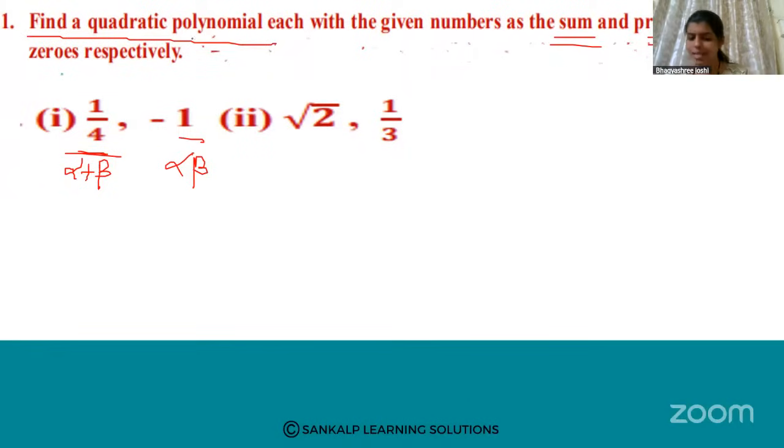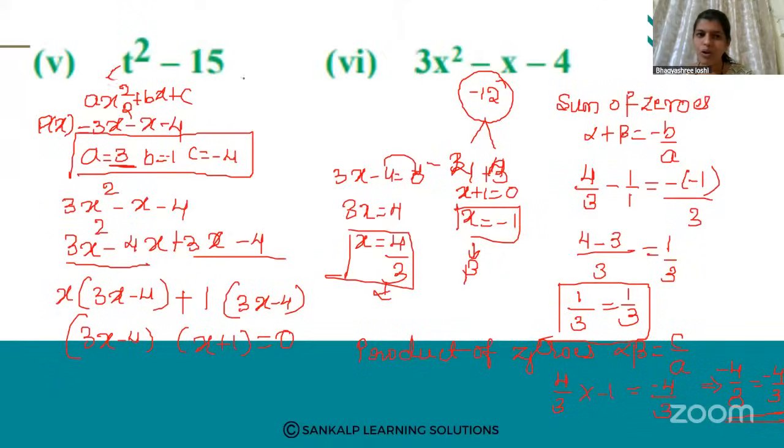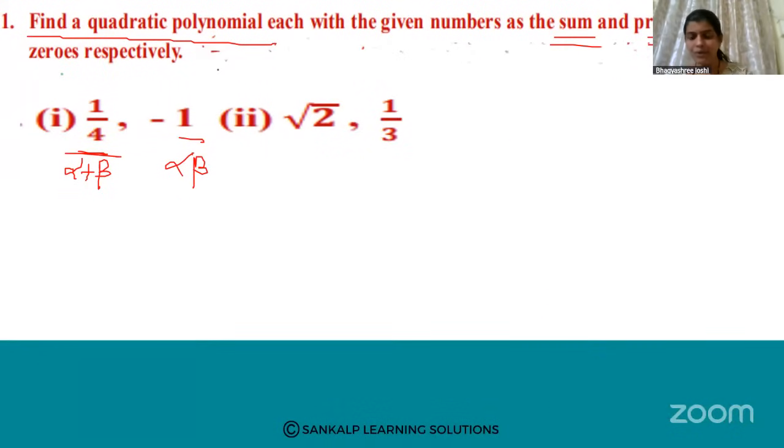See, in the last problem, the quadratic polynomial was given. By using that quadratic polynomial, we found the sum and product. But here they have already given us the sum and product. By using this product and sum, we can find out the quadratic polynomial. Okay. Very simple question.